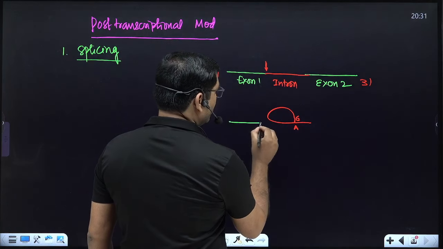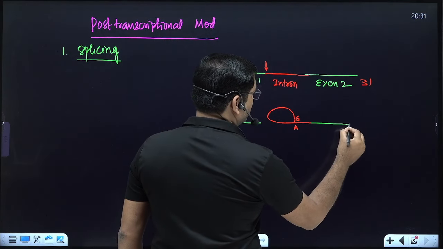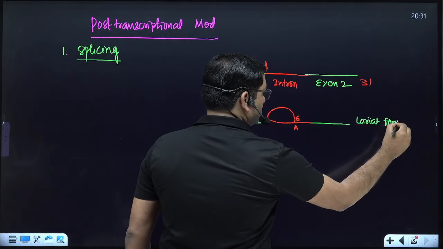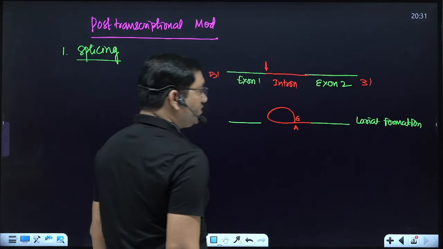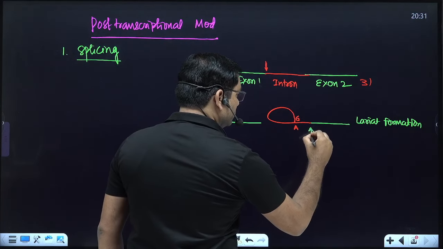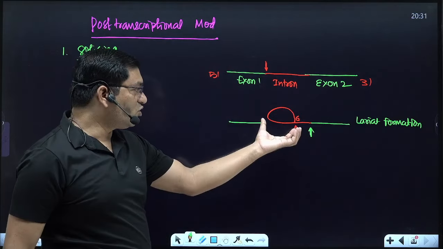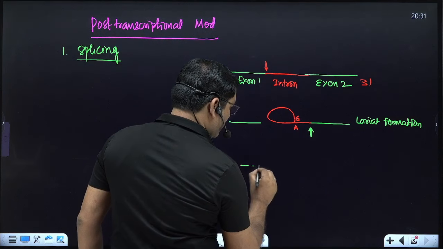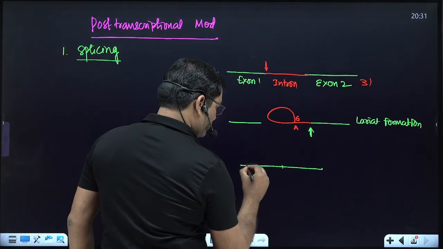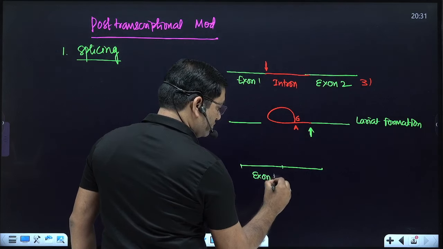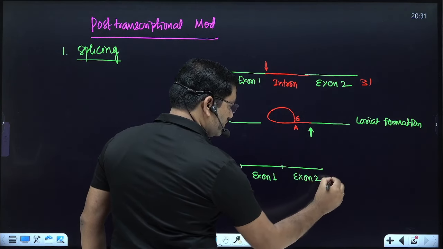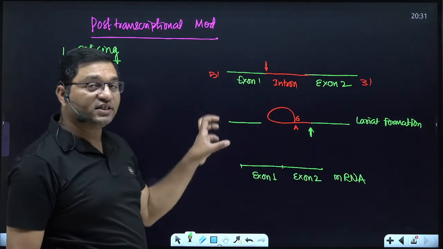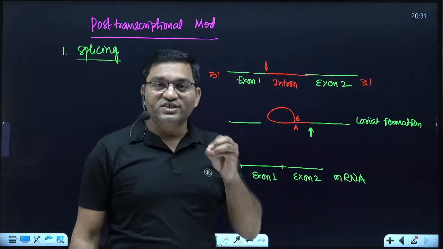So this is exon 1, this is exon 2. Lariat formation, loop formation is there. Then the 3 prime cut occurs. Then there is removal of this loop and joining of these exons. Removal of the intron and joining of the exons occurs. So this is exon 1, exon 2. This is mRNA, mature RNA, with the coding regions spliced together and the intron removed.